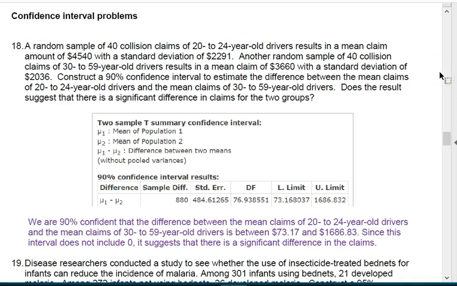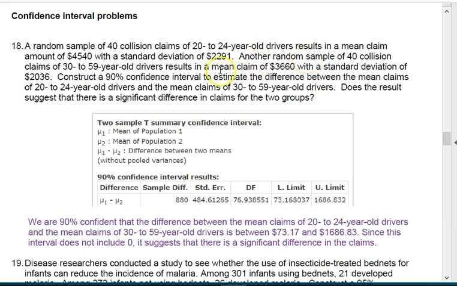This is part 2 of the Unit 3 review for applied stats. This part is about confidence interval problems. These are going to be ones that involve two samples. So the first one is the same example we looked at with hypothesis testing.